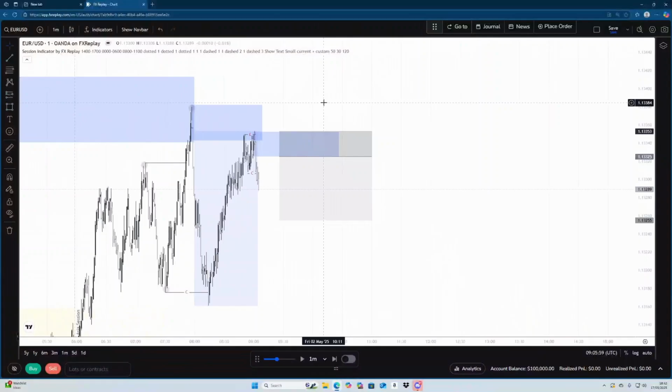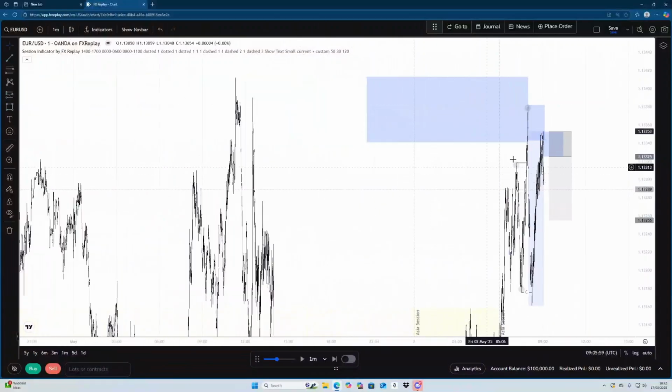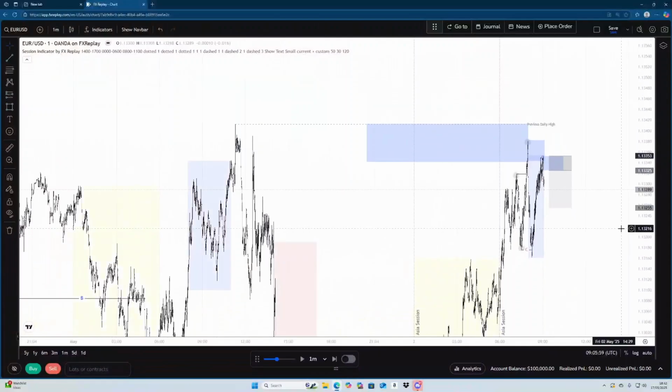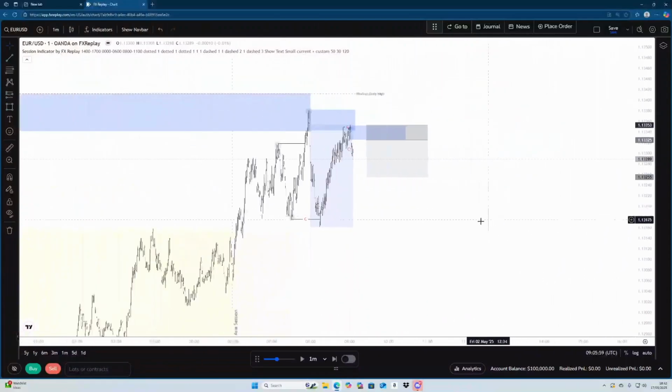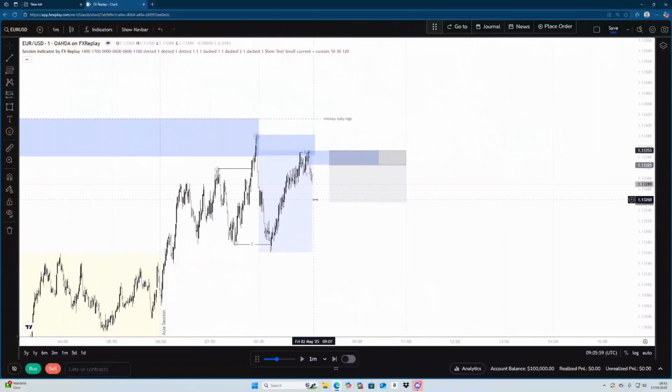Had an external change of character, pulled back into the zone, and it's even given a mini liquidity cycle here with an internal change of character. So this is how I want to play this trade.